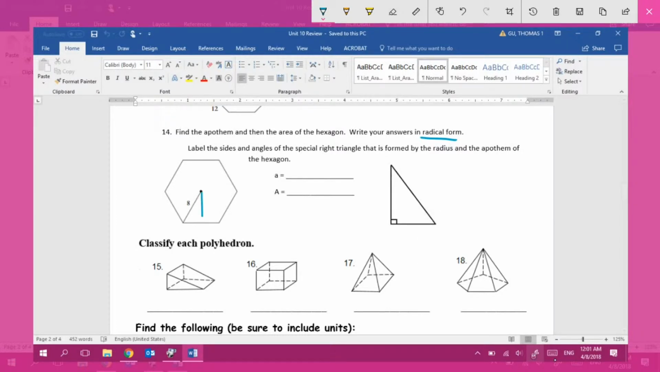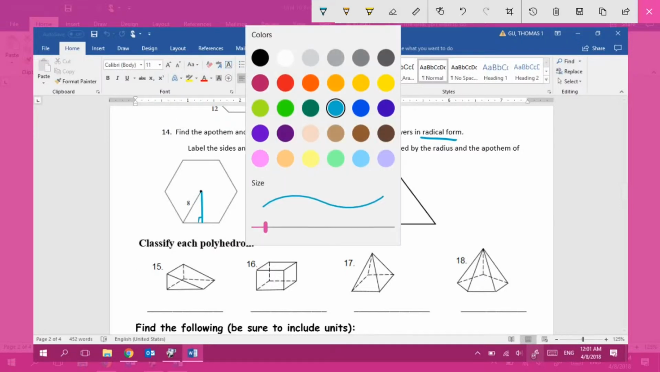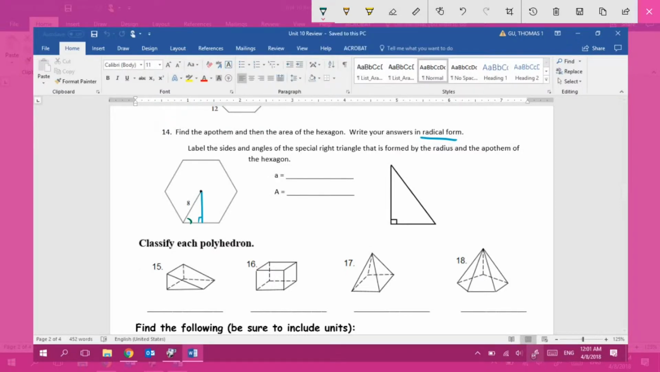So bam, draw my apothem right there. And then we're going to find the measure of the angle right here. How do I find that measure? I'm going to use 180 times n minus 2 over n. N is the number of sides. How many sides are there? There's 6. So it's going to be 180 times 6 minus 2 over 6. And this is going to be 120.